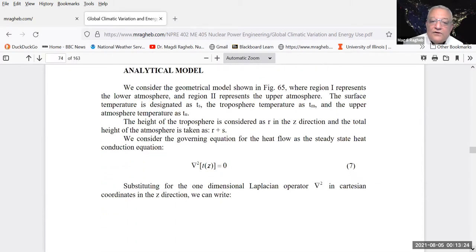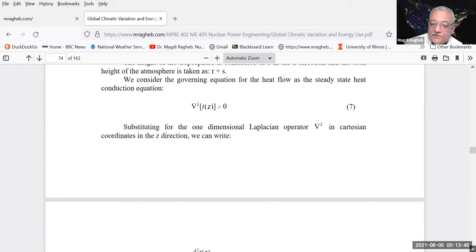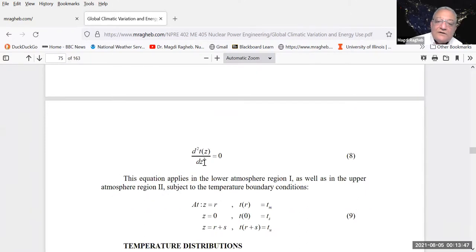So all we do is basically consider a steady state. We are not having a supercomputer. We are going to try solving the equation of heat conduction. This is del square temperature as a function of height above the Earth's surface is equal to zero. So this is a Laplacian. And if we take it in Cartesian coordinates, it's d square T by dz square, where z is the height and T is the temperature, is equal to zero. That's a Laplacian. Del square T is equal to zero.